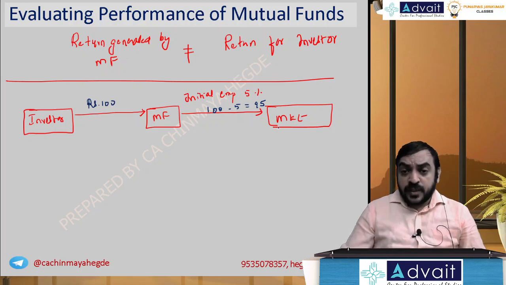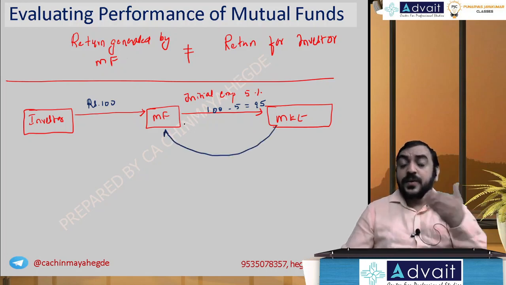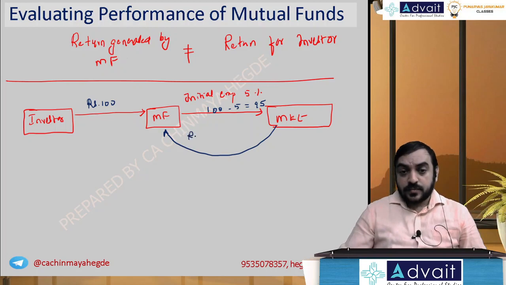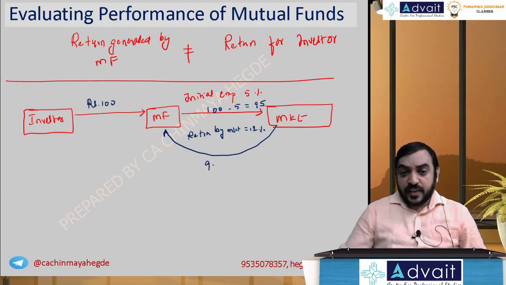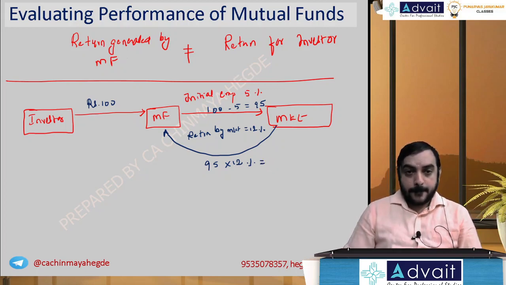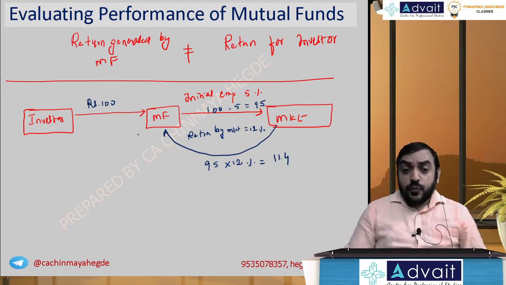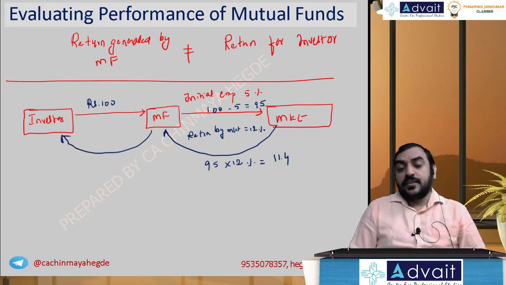And let's say from the market, you generate 12% return. Return given by market is 12%. So how much did you generate? 95 into 12%, that is 11.4. Now the question is, will you give the entire 11.4 to the investor? No, you will not pay the entire 11.4 to the investor.